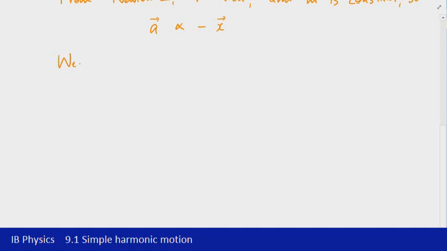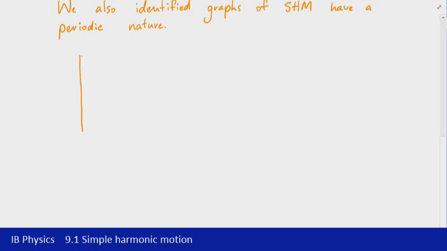We also had a look at graphs of simple harmonic motion, and in particular that graphs of simple harmonic motion have a periodic nature about them, and that means that we can express them mathematically as well. In Unit 4 we didn't go into the detail about how we would define them as an equation, but we'll do that here. So if we look at a graph of simple harmonic motion, so just sketching one here quickly, horizontal axis will have time, and the vertical axis we're going to have the displacement.